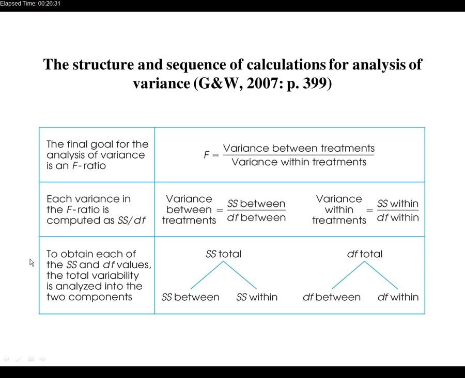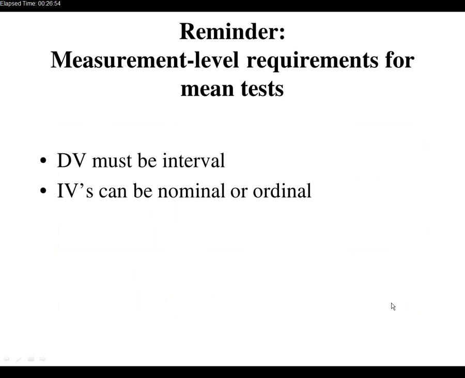Okay, so to obtain each of the sums of squares and degrees of freedom values, the total variability is analyzed into the two components. The sum of squares total is made up of the sum of squares between and the sum of squares within, and the degrees of freedom total is made up of the degrees of freedom between and the degrees of freedom within. Okay, here's a reminder. This is important.